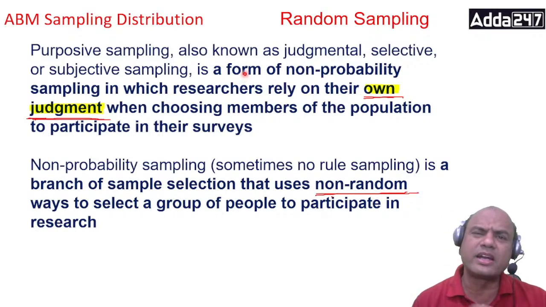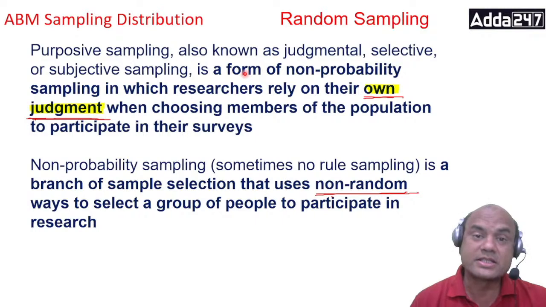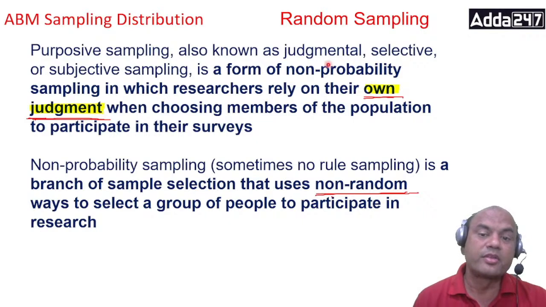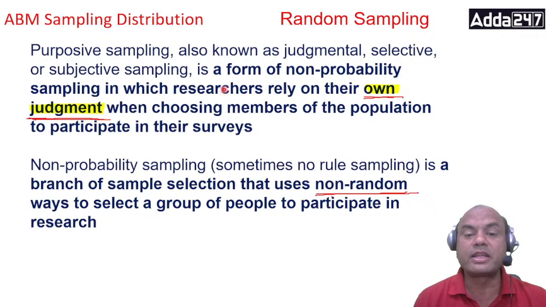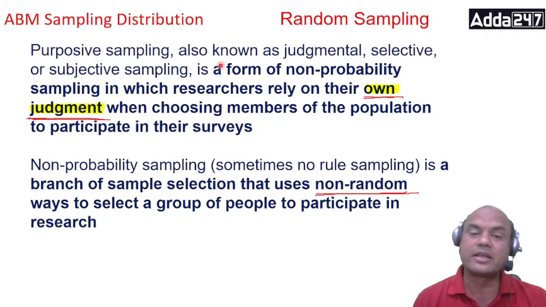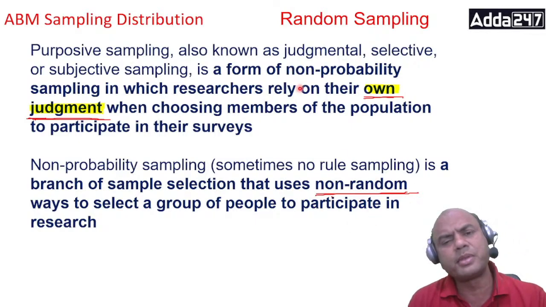Suppose we see TV shows, singing competitions, dancing competitions, like Nach Baliye, right? All those are there. What do we see in that? There are judges. Judges have their own judgment. They are the learned persons. So, in this form of non-probability sampling, the researchers rely on their own judgment, own knowledge. So this is judgmental sampling. Non-probability sampling is a branch of sample selection that uses non-random ways to select a group of people to participate in the research. Non-random ways, okay? It's based completely on the judgment.